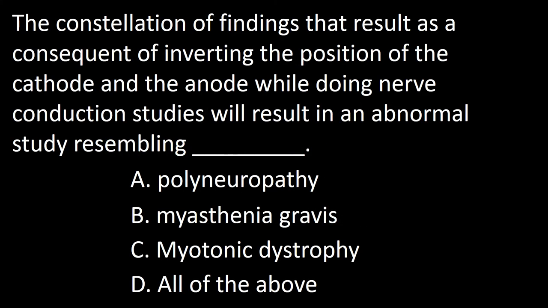Next question. The constellation of findings that result as the consequence of inverting the position of the cathode and the anode while doing nerve conduction studies will result in an abnormal study resembling: A, polyneuropathy; B, myasthenia gravis; C, myotonic dystrophy; D, all of the above. An inadvertently positioned stimulator so as to place the anode closest to the recording electrode will lead to a discrepancy between the real distance from the stimulated nerve site to the recording electrode and the measured distance between the distal prong of the stimulator and the recording electrode. In this frame, I have marked the real distance in magenta and the calculated distance in aqua.